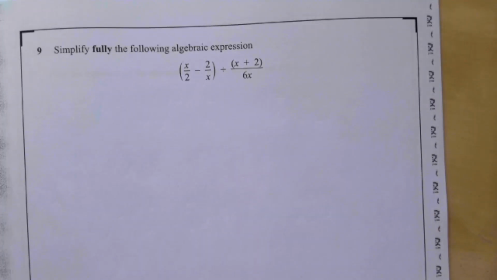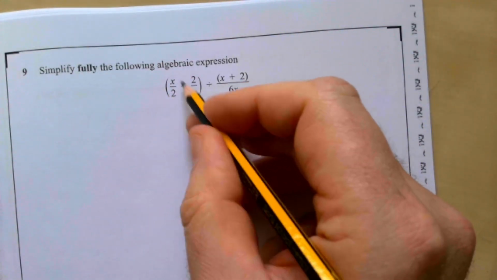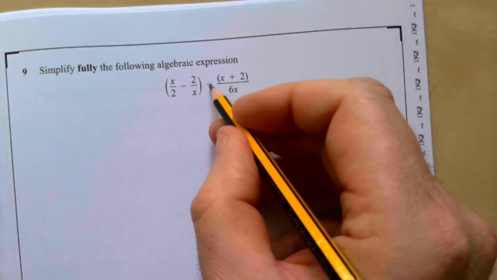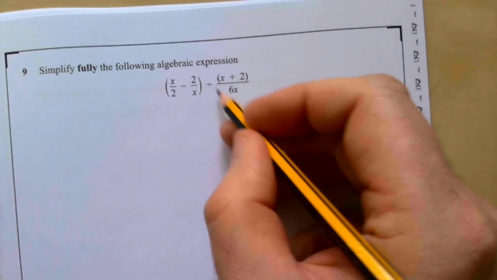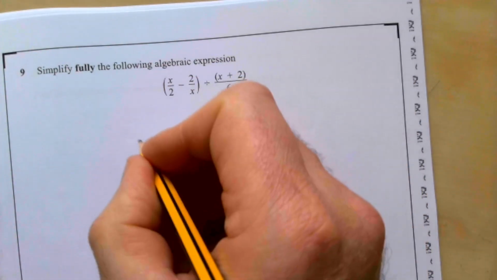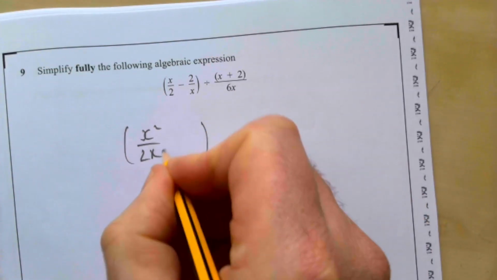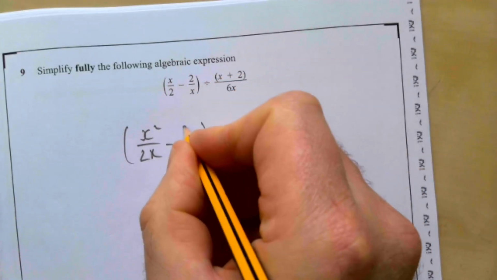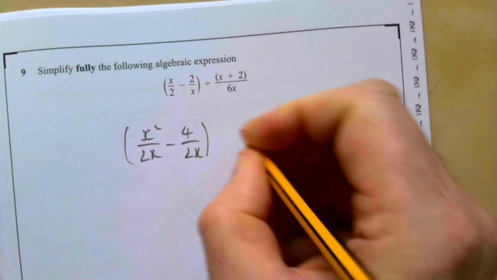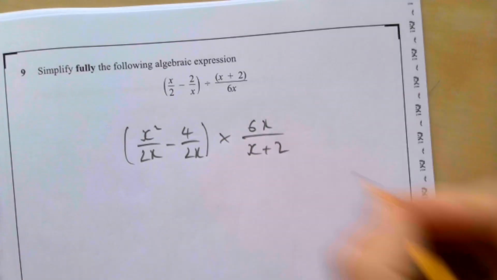On to question 9. Simplify fully the following algebraic expression. We have this, so we have kind of this thing here. I'm going to find the common denominator here and tidy this thing in the bracket up. I'm then going to divide by this fraction, so I'm actually going to turn this one upside down. So how are we going to tidy this? I'm going to multiply top and bottom of this one by x. So my first bracket then is going to be x squared over 2x, and top and bottom of this one by 2, 4 over 2x, and multiplied by 6x over x plus 2.